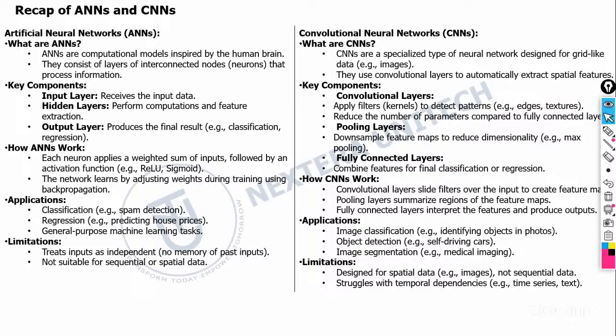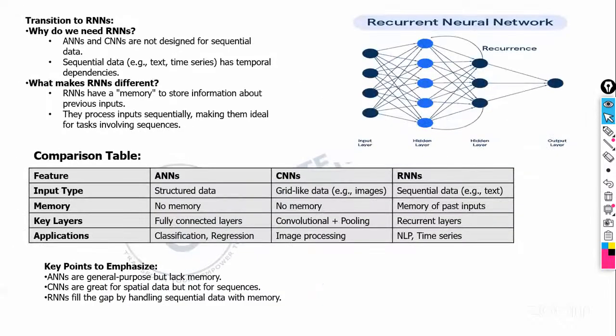So we'll quickly recap what we have covered. We understood the ANNs and CNNs, the architecture, the key components, and the applications of ANNs and CNNs, and then how RNNs got evolved. And we also compared ANN and CNN and RNN together.